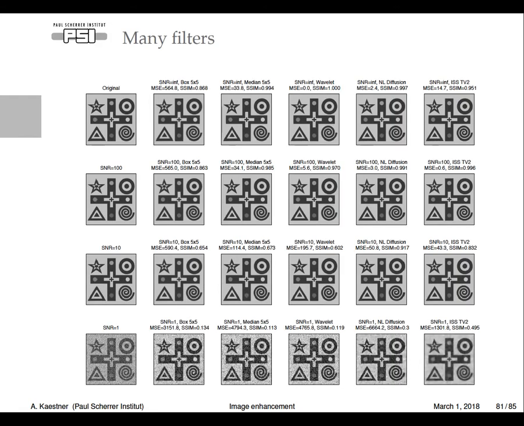We have now looked at very many filters: convolution filters, median filters, wavelet filtering, diffusion filtering, and inverse scale space filtering, applying those filters to different signal-to-noise ratios. So this is the original. On this level, you don't see a difference. Then you add a little bit more noise, add more noise, and add really much noise.